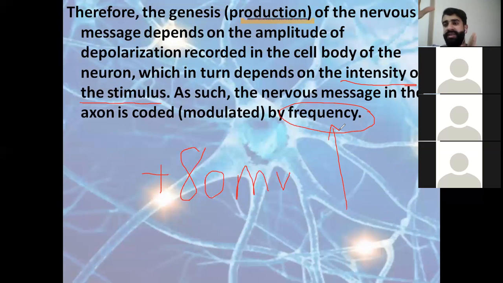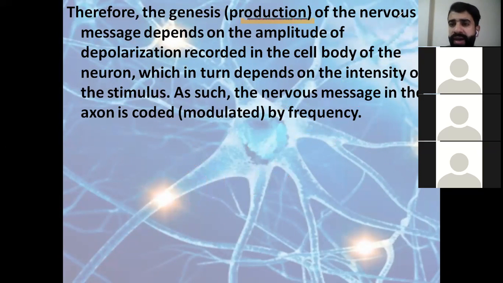Even though we increase the intensity of the stimulus, this will increase the amplitude of the depolarization, but it doesn't lead to an increase in the amplitude of the action potentials. All of them have the same action potential amplitude, while they differ only in the frequency, how many times it repeats itself. So this is the aim of this question, to know that the nervous message is coded by the frequency and not by the amplitude.